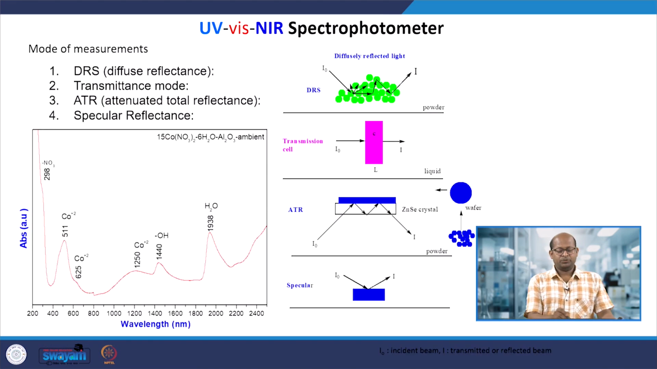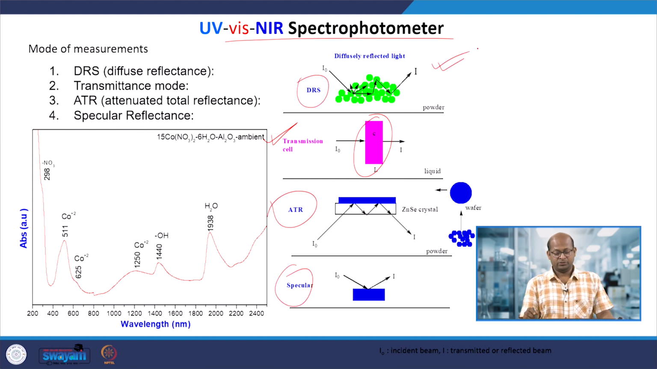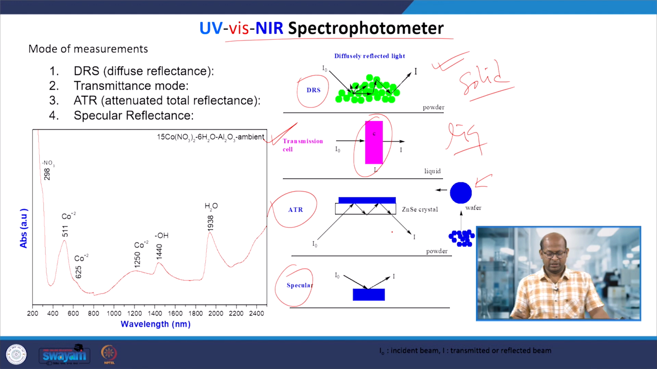So here are these UV spectrophotometers. Here we can also analyze the samples in many modes: transmission mode for liquid samples, ATR mode, and specular and DRS modes. This one is actually for solid samples, and this is for liquid samples. So we can analyze both liquid and solid, depending upon the materials we have.